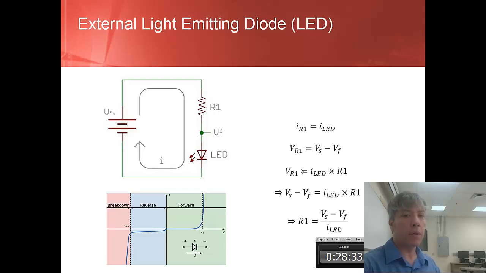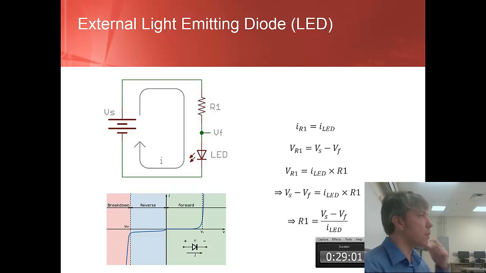Now, since we have two equations for V_R1 that both correctly express the electric potential across the resistor, we can set the two sides equal to each other. So the source voltage minus the forward voltage of the LED is equal to the current through the resistor times the resistance of the resistor. And from this equation we can solve for R1 and what it should be if we know what the forward voltage should be across the LED and what current it should have.